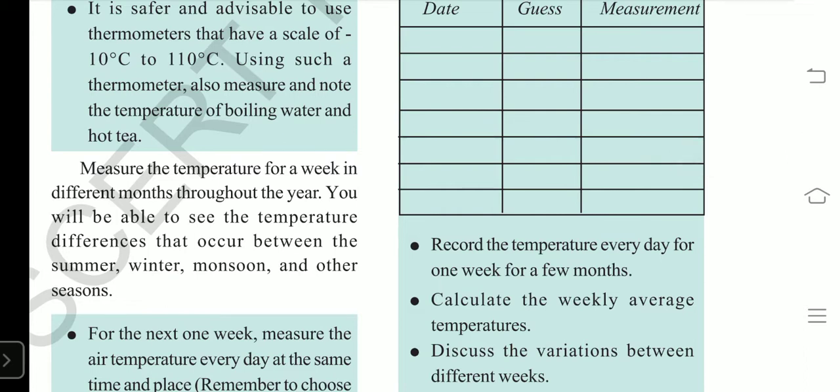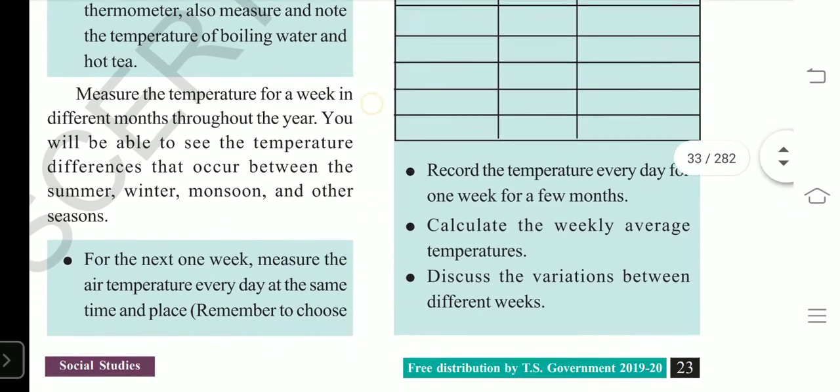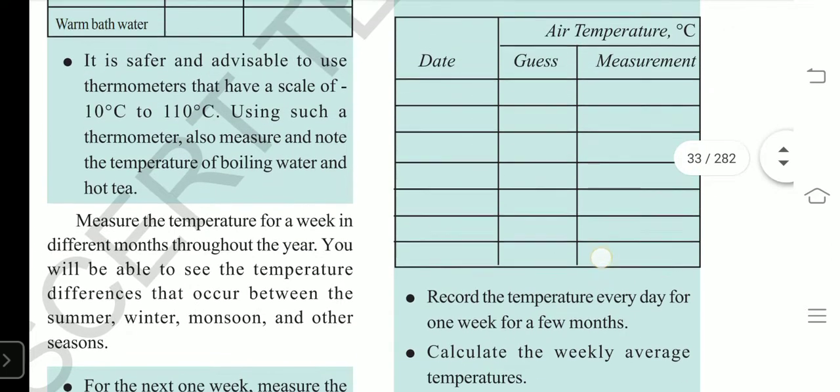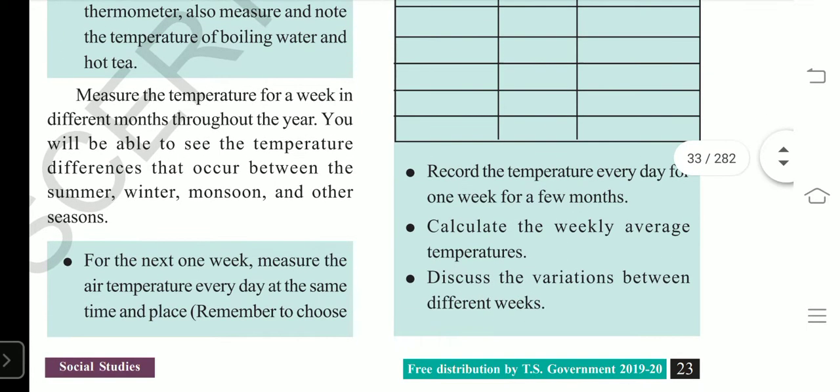Understand? So record the temperature every day for 1 week, for a few months, then calculate weekly average temperatures. How do we calculate weekly average temperatures? Taking the temperatures recorded each day, summing them up, and dividing by the number of days.